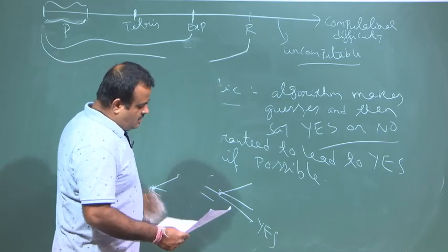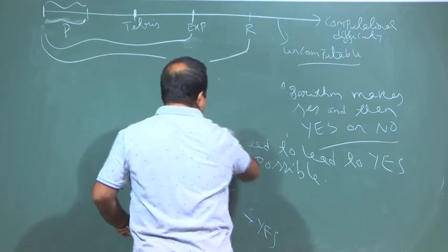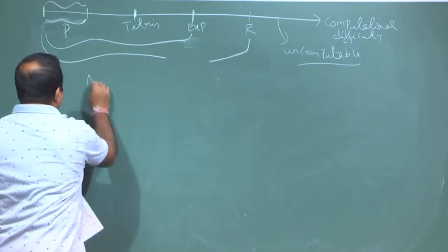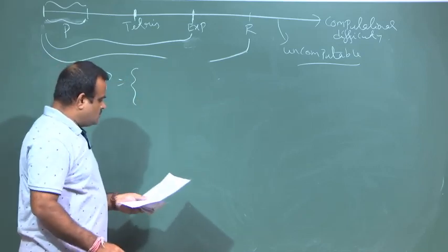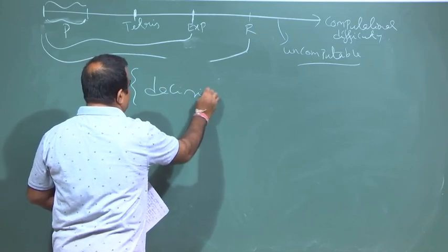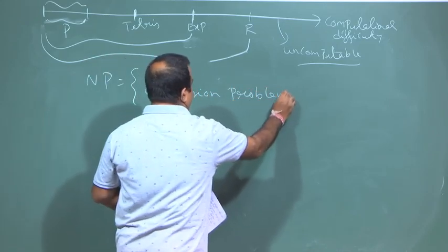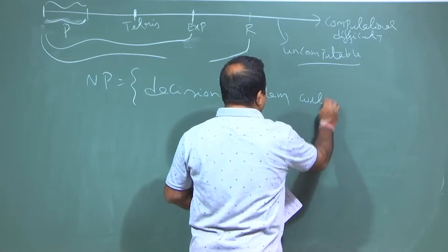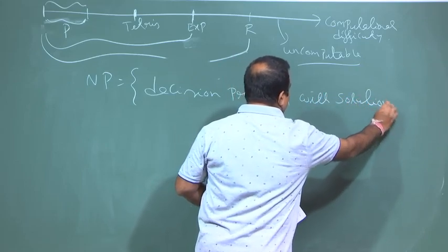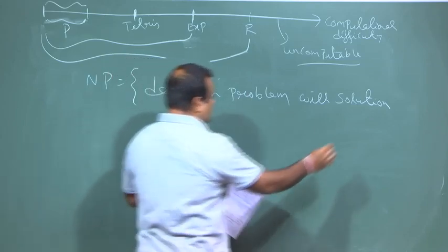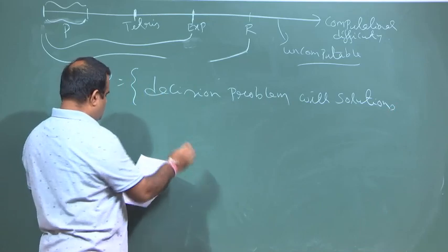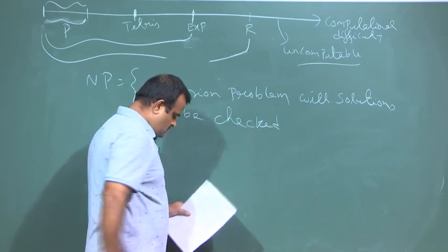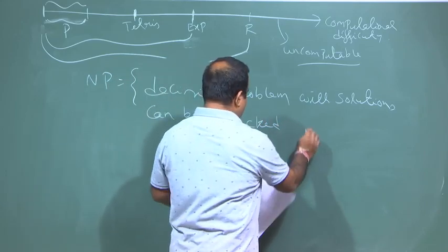class. Now, another way to view the NP class is, it is a set of all decision problems whose solution can be checked in polynomial time.